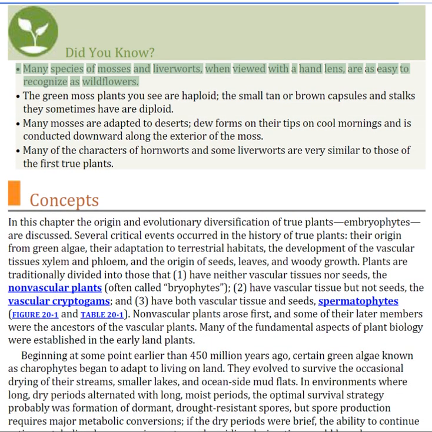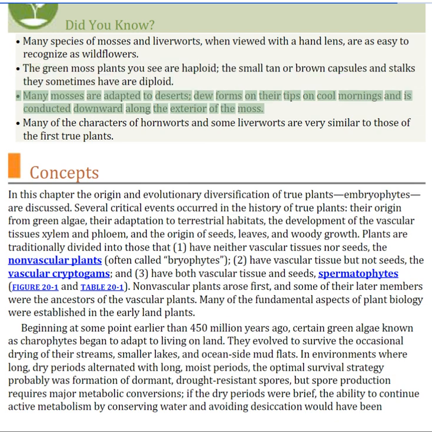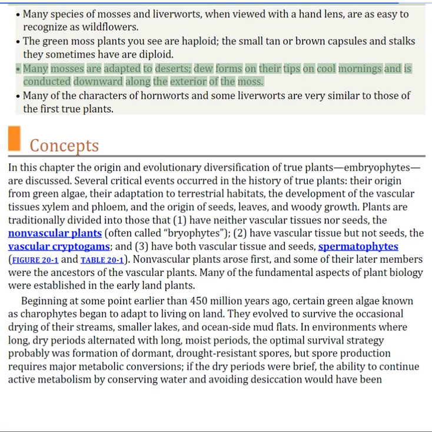Many species of mosses and liverworts, when viewed with a hand lens, are as easy to recognize as wildflowers. The green moss plants you see are haploid; the small tan or brown capsules and stalks they sometimes have are diploid. Many mosses are adapted to deserts. Dew forms on their tips on cool mornings and is conducted downward along the exterior of the moss.